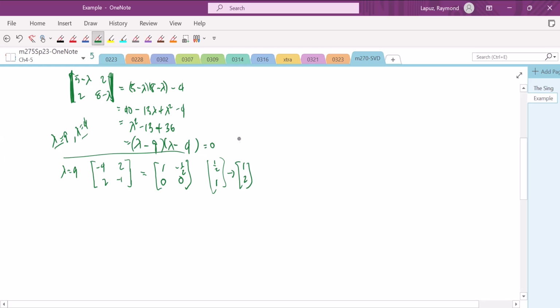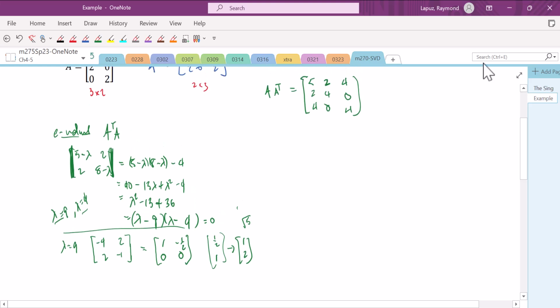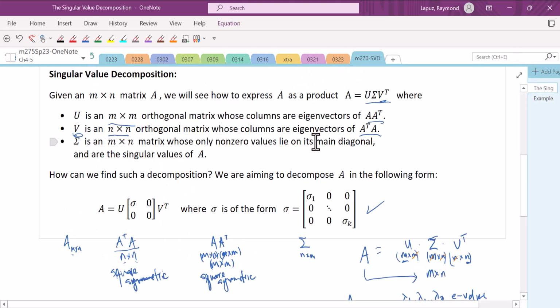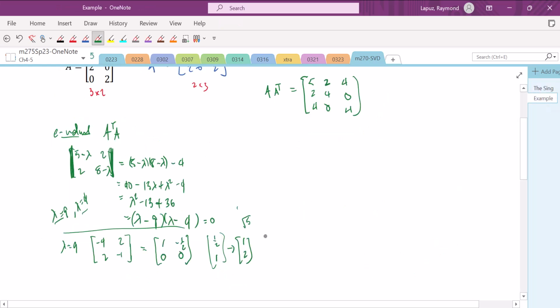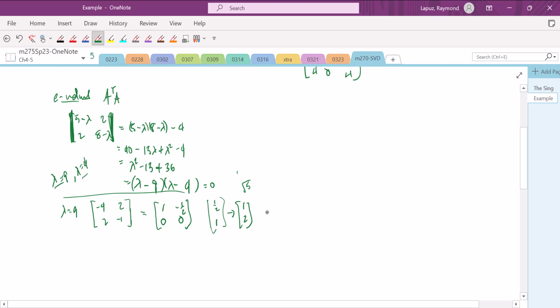So the magnitude of this vector is going to be the square root of 4 plus 1 is 5, so square root of 5. So remember, if we go back, we went A transpose A, so we're looking at V here. So V1, the first column of our matrix V, is going to be 1 over root 5 times 1, 2.